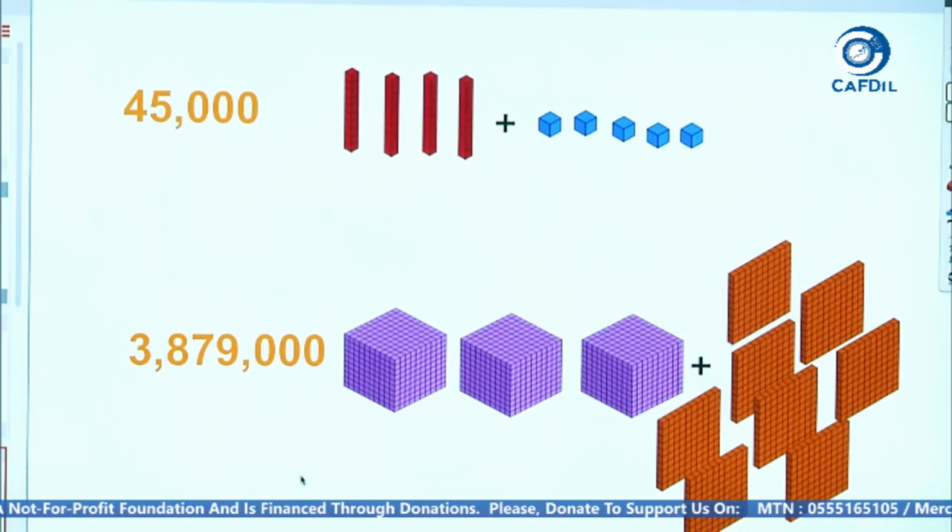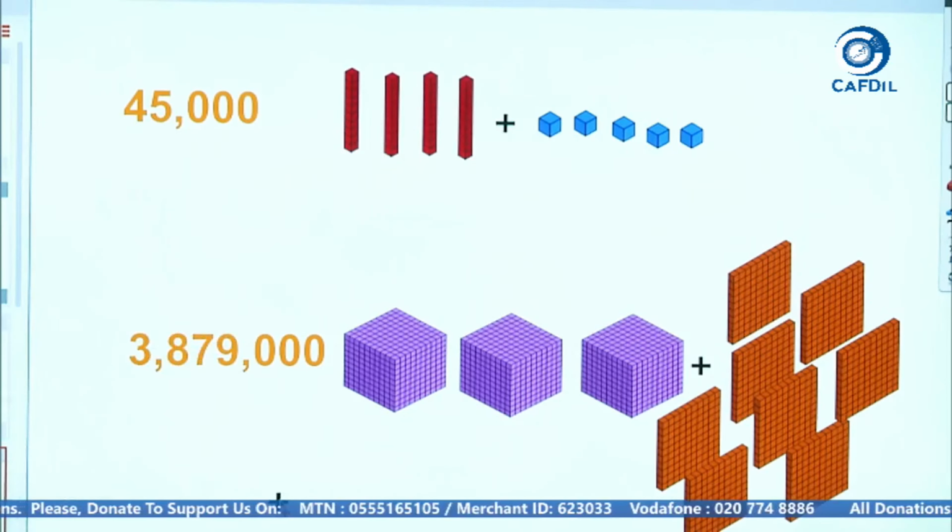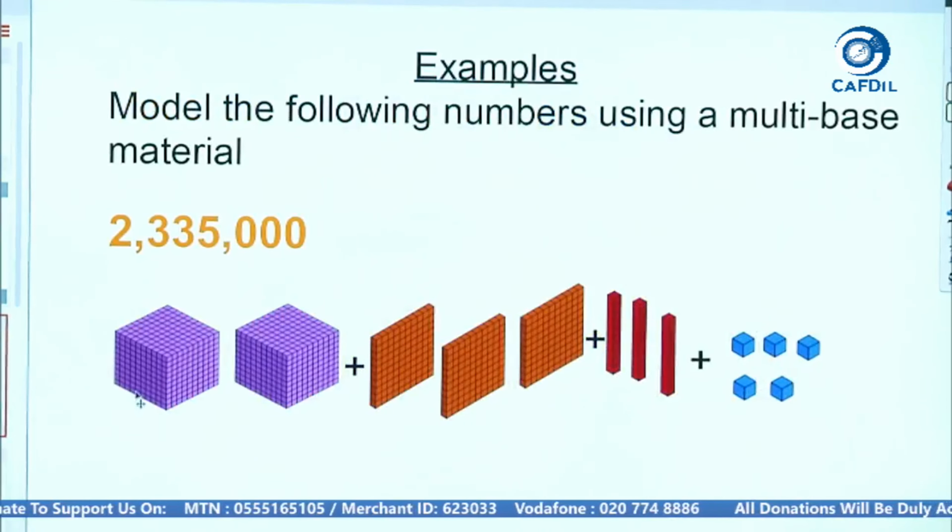And then we are moving on to the rod or the long. We will need 7 because we have 70,000. So plus 7.